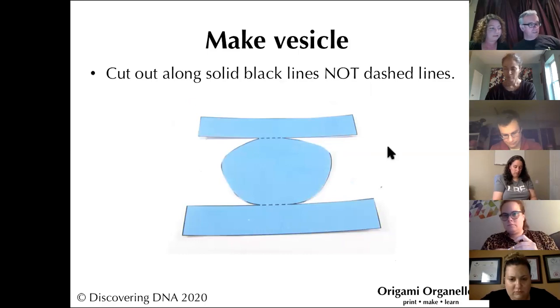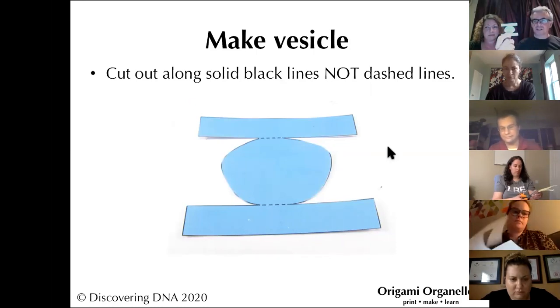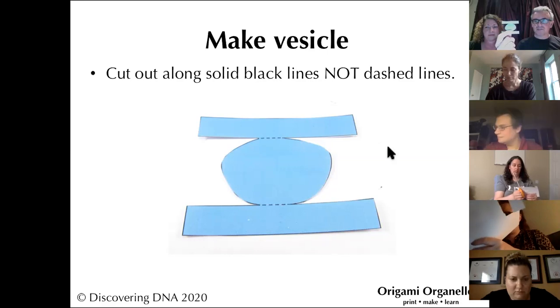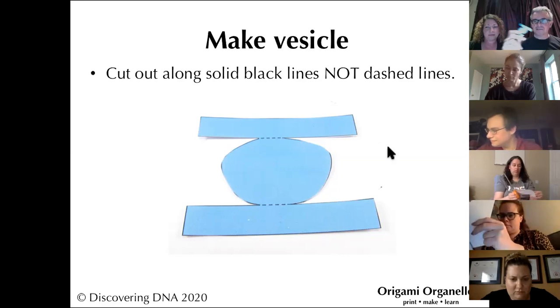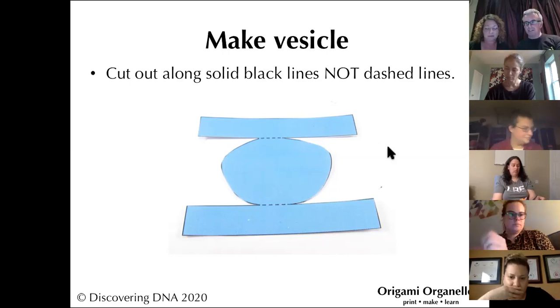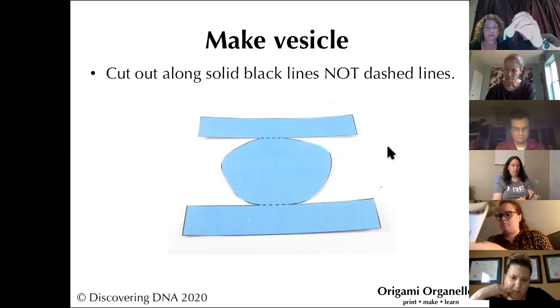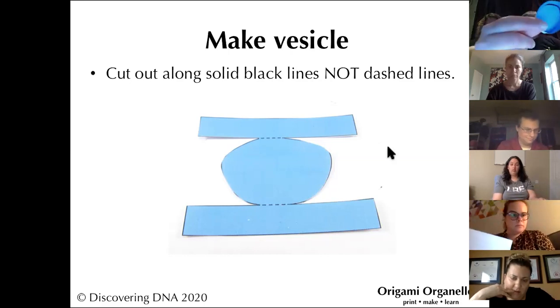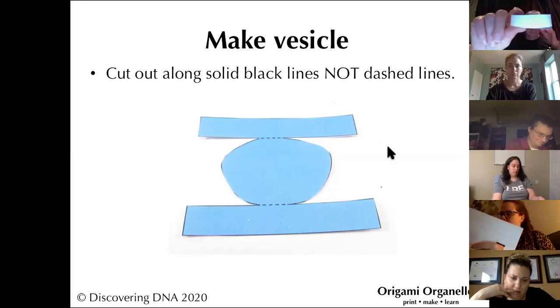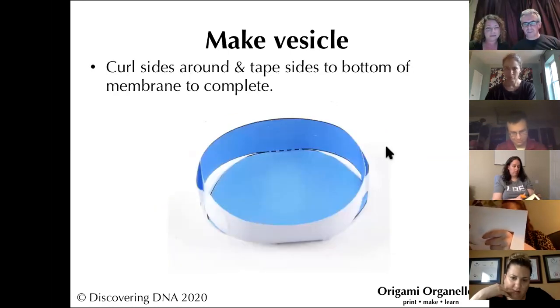And then the last thing we're going to make is the vesicle, which we'll need in a few minutes. We can just go through it, and then you can catch up with us. So the vesicle is here, and we're going to fold up the sides and the dashed line and curl the sides around and tape them together, and that will make the vesicle. Okay, so let me just use my PowerPoint to show. So that's what you should end up with.